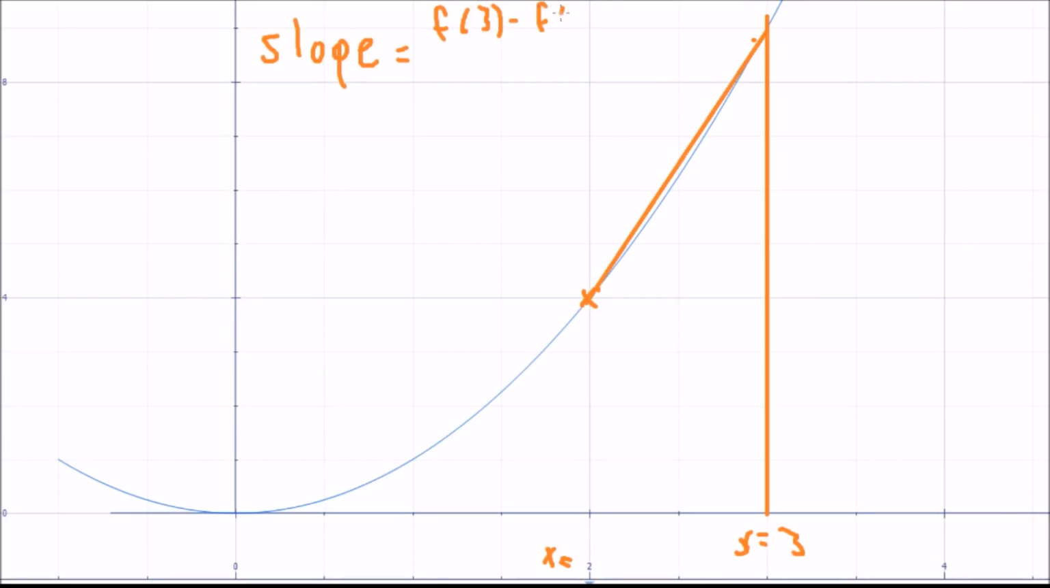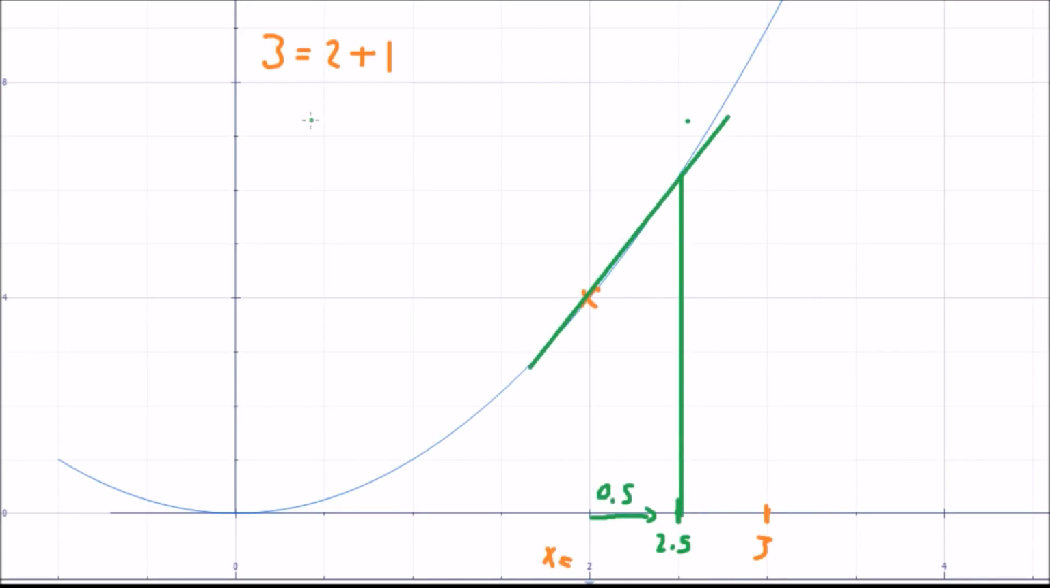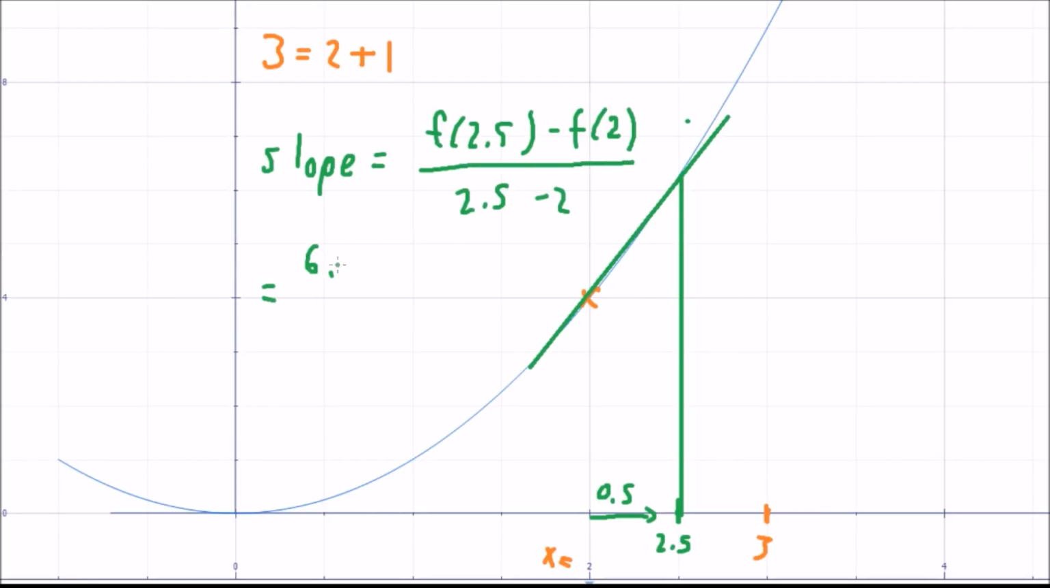Using our slope formula, let's say we are trying to find the slope of this parabola at x equals 2. So we'll draw a secant line up to where x equals 3. Plugging this into the formula, we get a slope of 5, which isn't too bad, as you'll see in a moment. Now, 3 can be expressed as 2 plus 1. So let's halve our distance to 2, and try 2 plus 0.5, or 2.5. When we plug this into our formula, we get a slope of 4.5.